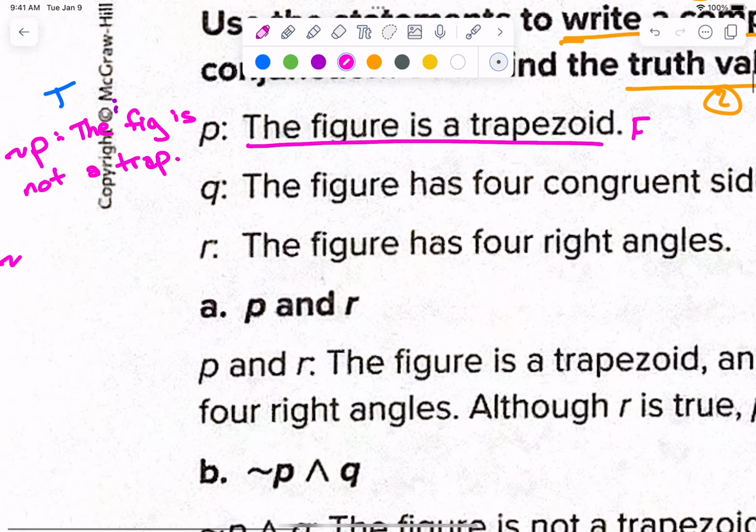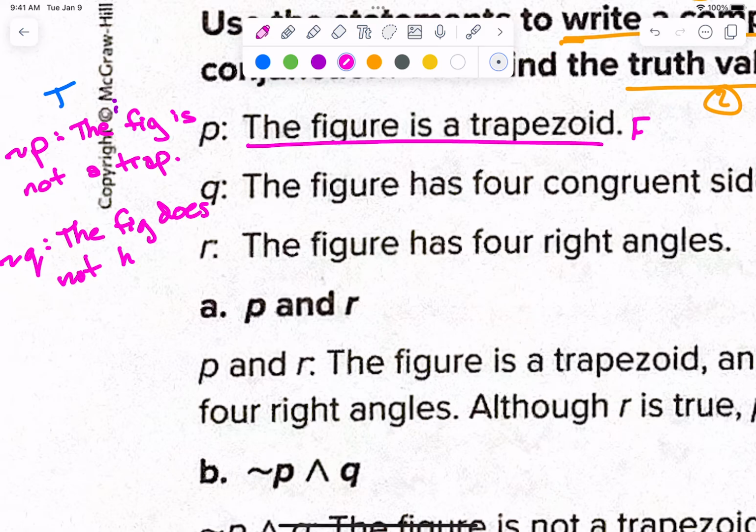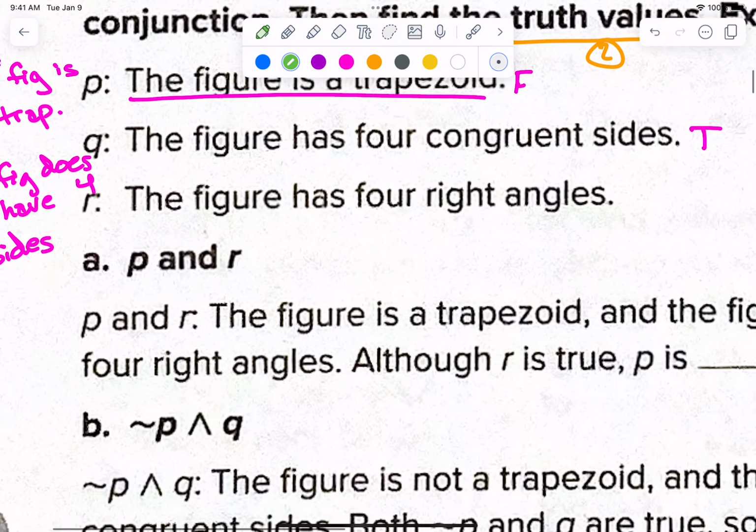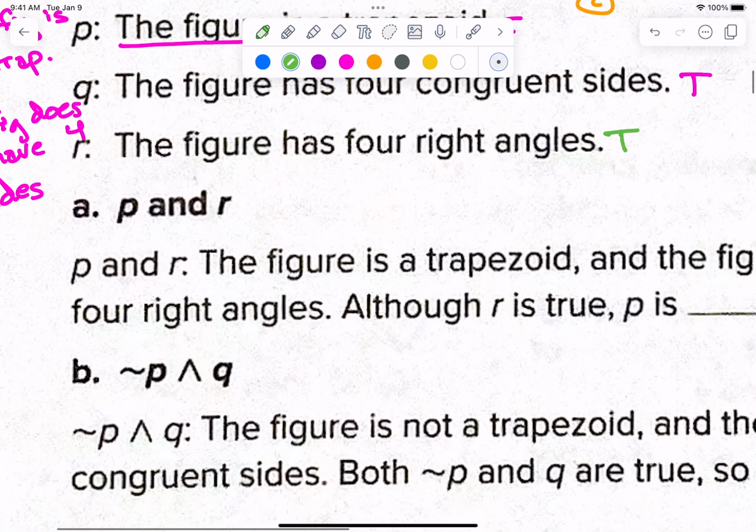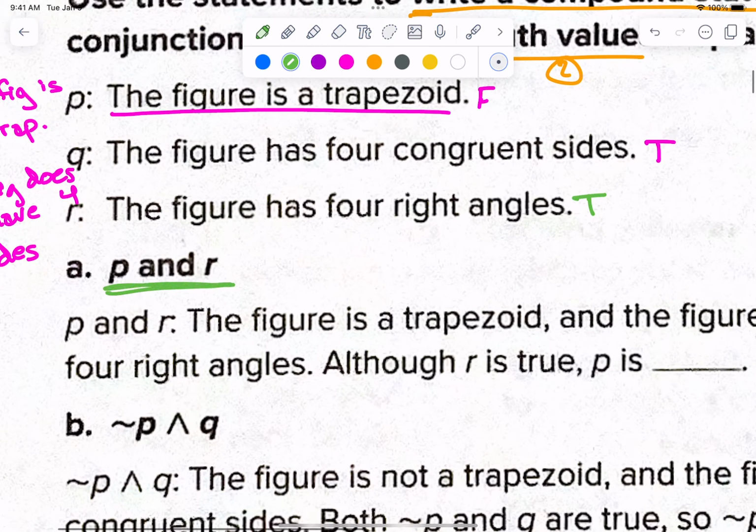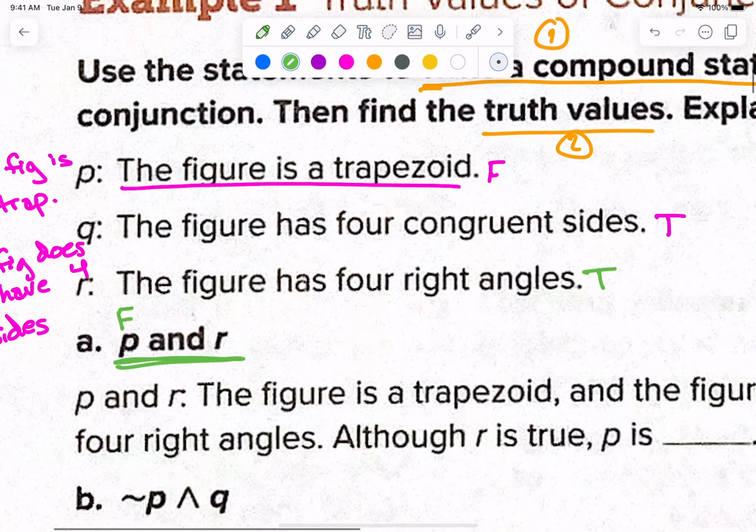If we were to do not Q, that would say the figure does not have 4 congruent sides. I'm going to use that symbol. Okay? True or false? The figure does not have 4 congruent sides. False, because it does, right? Okay? R says the figure has 4 right angles. True. Okay? Not R would say the figure does not have 4 right angles. Okay? So now, if we're looking at P and R together, we said P was false and R was true.